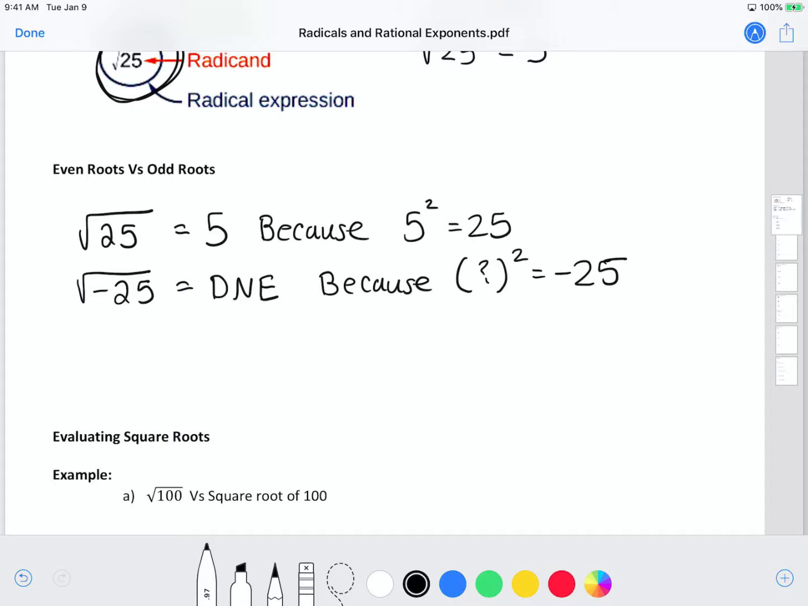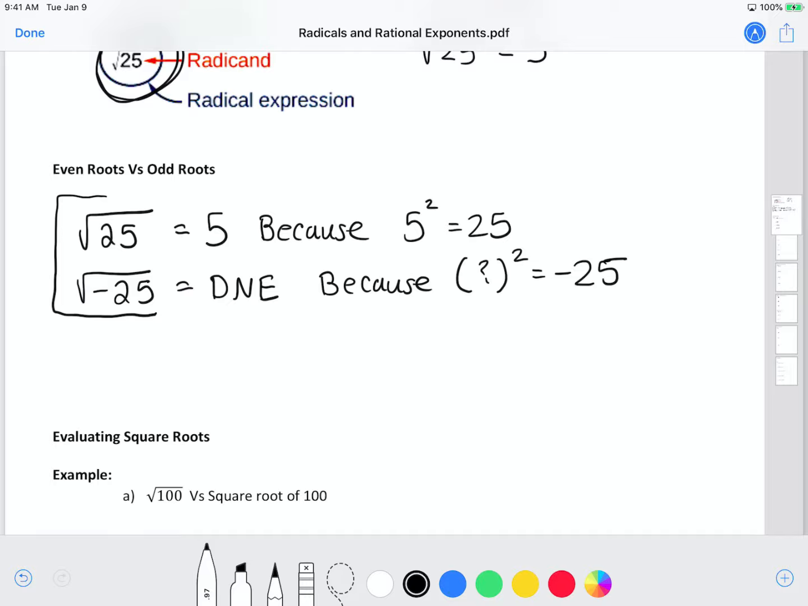I can't square negative 5 and get negative 25, because a negative 5 times a negative 5, a negative times a negative, would give me a positive number. That would be impossible. And of course, if I take 5 squared, 5 times 5, that would definitely not give me negative 25. So the difference between an even and an odd root is that I cannot have a negative number under an even root and have it be a real number.